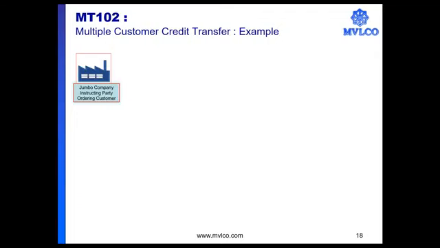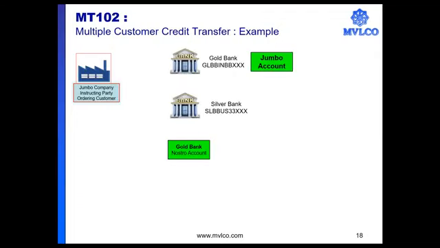Now in MT102, I still have the Jumbo company, Gold Bank and Silver Bank. But we need to note one more fact clearly at this juncture: in this example of MT102, Jumbo is not the customer of Silver Bank. In this example, Gold Bank is the customer of Silver Bank. Gold Bank holds the Nostro account at Silver Bank. So please note this difference.